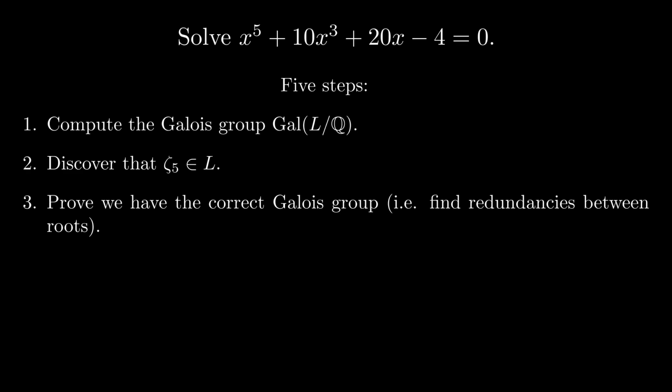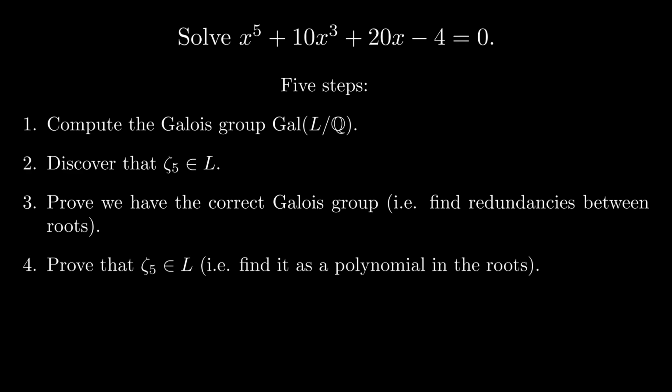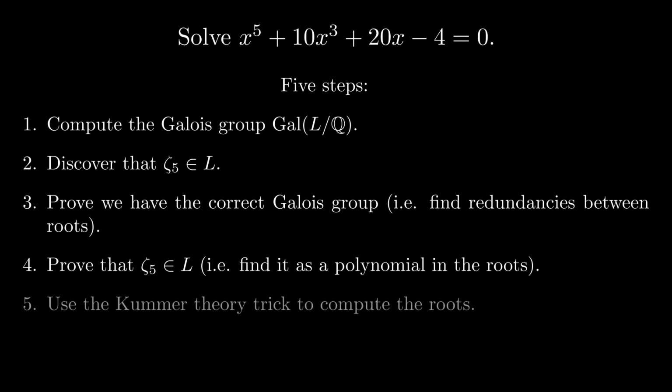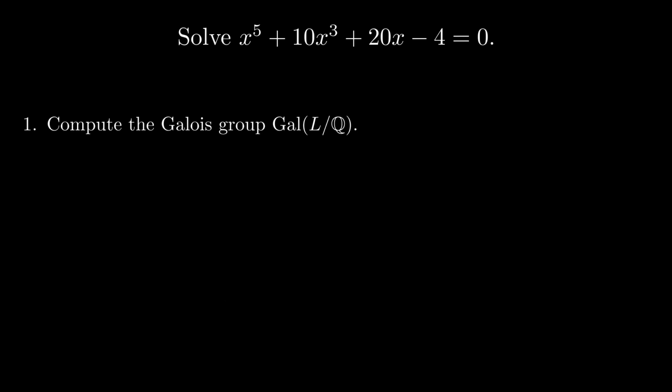In a similar way, step 4 is to find zeta 5 in the splitting field. Again, we'll have a very good heuristical argument that says that zeta 5 is in the splitting field, but then step 4 is to actually write it down in terms of the 5 roots. And finally, step 5 is to use the Kummer theory trick to actually generate the solutions. The Kummer theory trick was explained in the last video, but this video will be self-contained in that regard so you can follow along without having seen it. So let's start with step 1, to discover the Galois group.